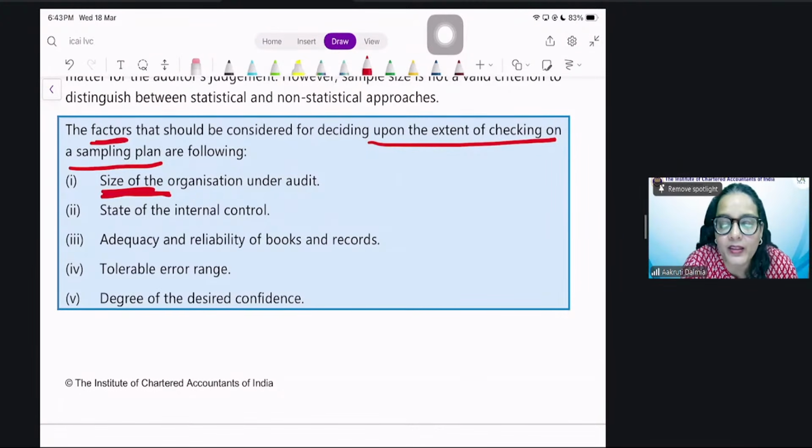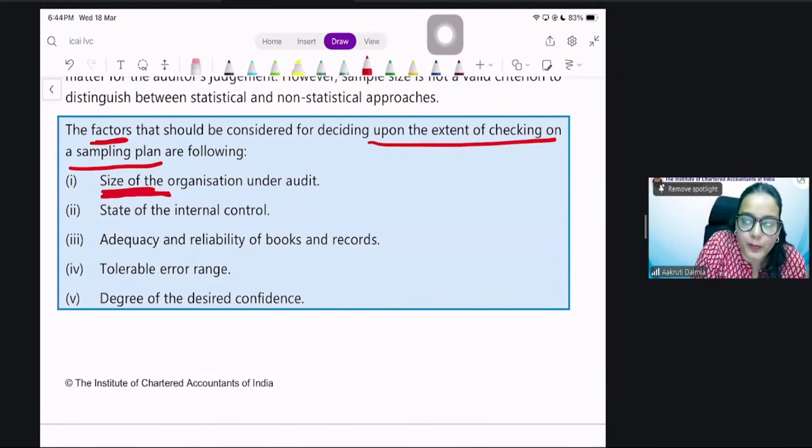Does the sample size increase proportionately to the size of the organization? No. No. There are many factors. So size is just one factor. Yes or no? वही मैं आपको पढ़ा रही हूँ. Size is just one factor.